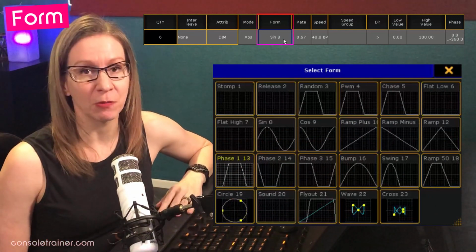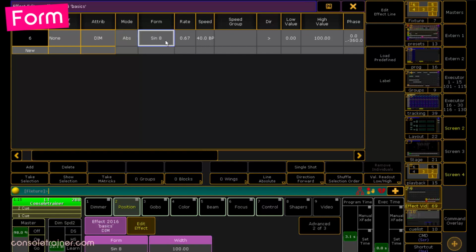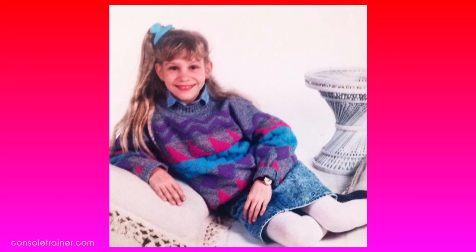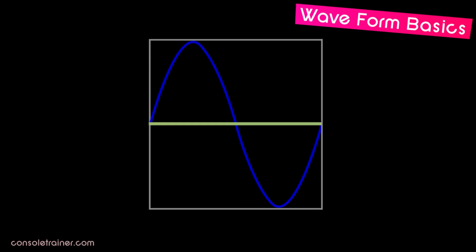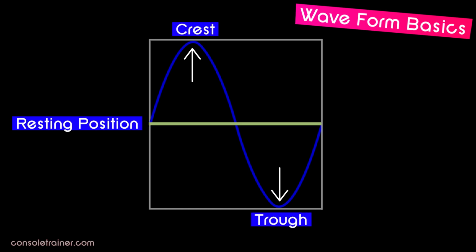It's the waveform that we're going to apply to a channel and modify. The MA includes a bunch of predefined waves, and you can even make your own. But first, let's go back to when we were kids and review what we learned about waveforms. Here's a basic sine wave. This horizontal line is what we called the resting position in school. These high and low points of the wave were called the crest and trough, and amplitude was the distance between that resting position and the crest or the trough.